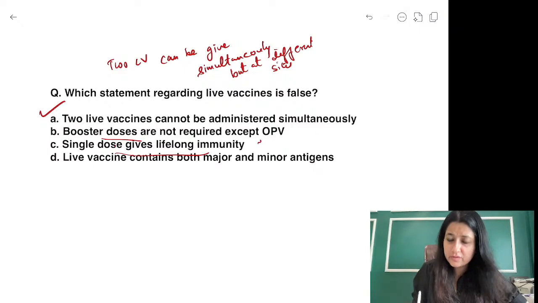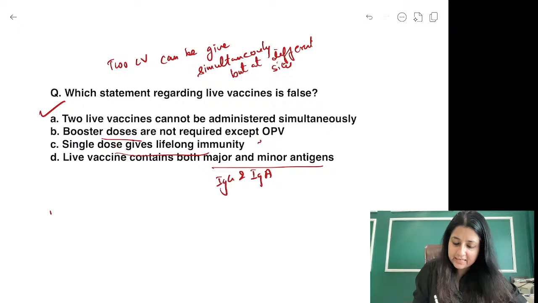So these are all true statements. Live vaccines produce both IgG and IgA. But in killed vaccines, minor antigens are destroyed.